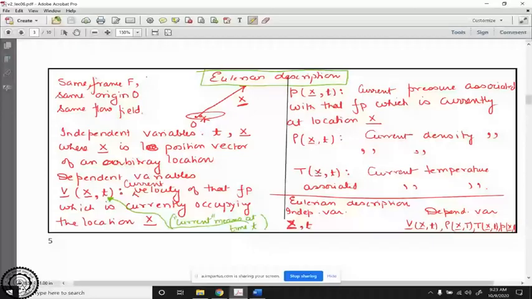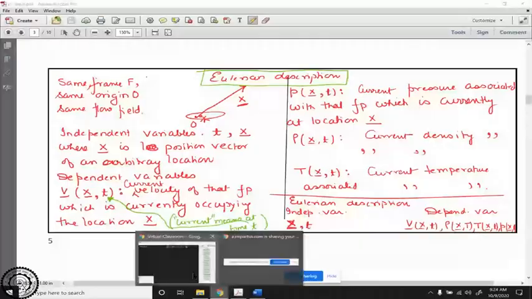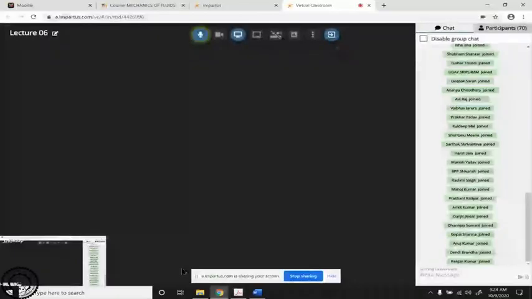So the variable set will be X comma T as independent variables, and the dependent variables are velocity at X comma T, density, temperature, and pressure at X comma T. Hope it makes sense. Let me go back and see if I have any questions. So far, no questions.